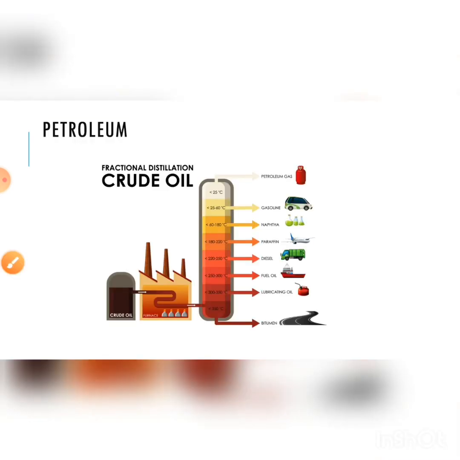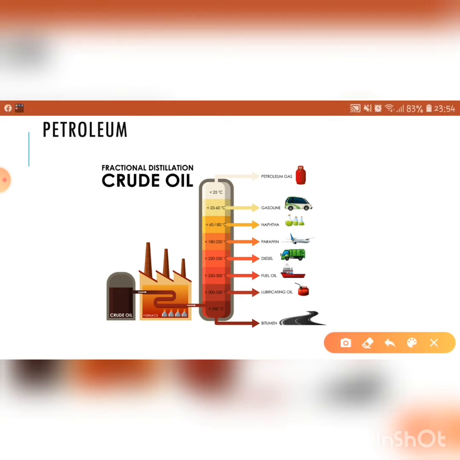Now when we get the petroleum, we know that it contains the mixture of hydrocarbons. Now we need to separate those hydrocarbons because each hydrocarbon has different usage. So how will we separate these hydrocarbons from each other? The process of separating these hydrocarbons from each other in a petroleum is called the fractional distillation.